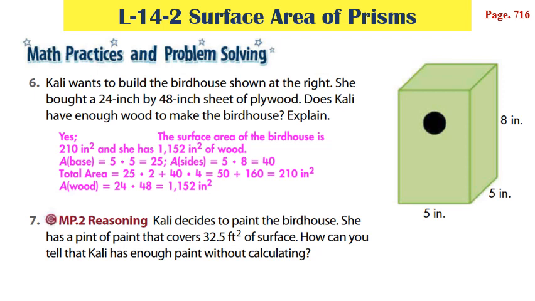Let's check how. Area of the base equals 5 times 5 equals 25 square inches. Area of the sides equals 5 times 8 equals 40 square inches. Total area equals 25 times 2 plus 40 times 4, there are 2 bases and 4 sides. Good. So, the total area equals 50 plus 160 equals 210 square inches. Now, let's find area of wood. Equals 24 times 48 equals 1152.